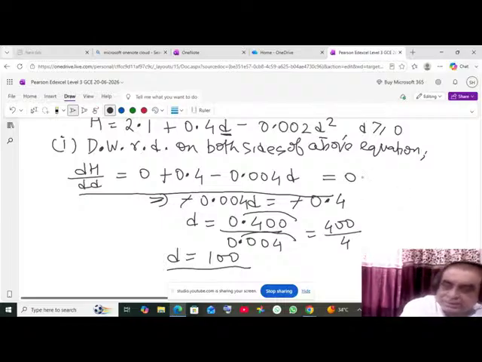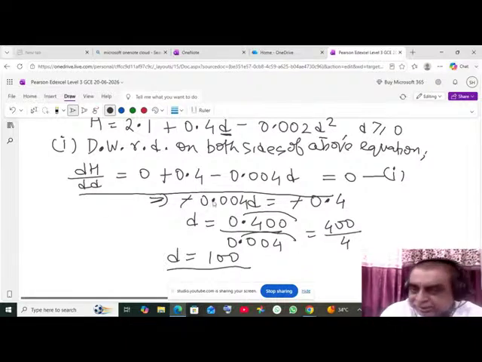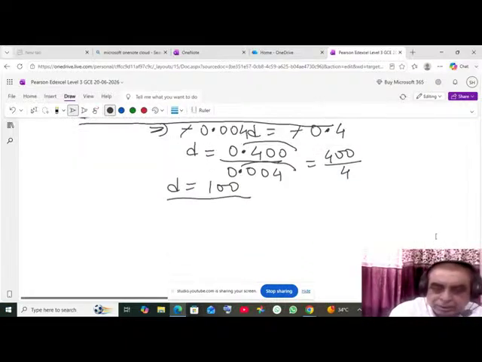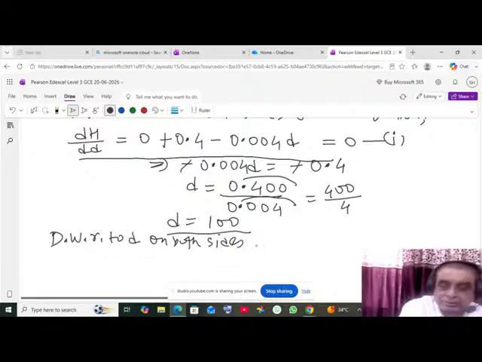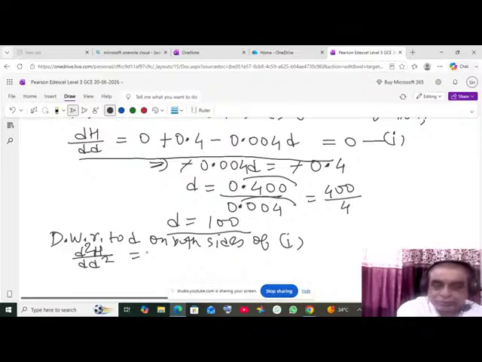I am writing this as equation number 1. Differentiate this one again with respect to D on both sides of equation number 1. So what we get is d squared h by dD squared. The value here is the constant number 0.4, so its differential coefficient will be 0.